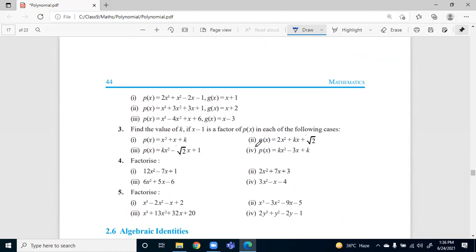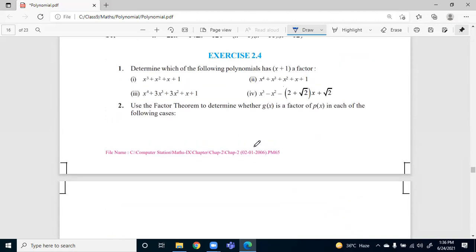Okay, so you might be asked one question from middle term splitting, and you need to check whether that particular number is a factor of this polynomial or not. So let's try the third part. How can we check that this number is a factor of this polynomial?